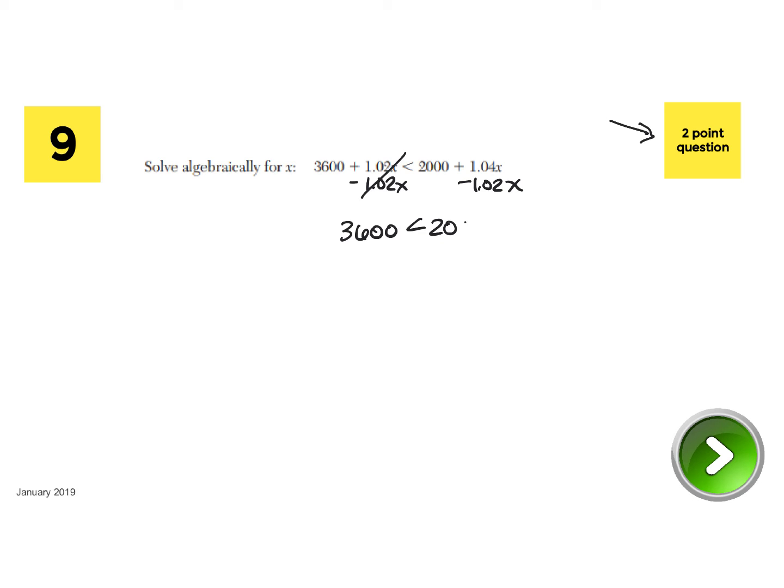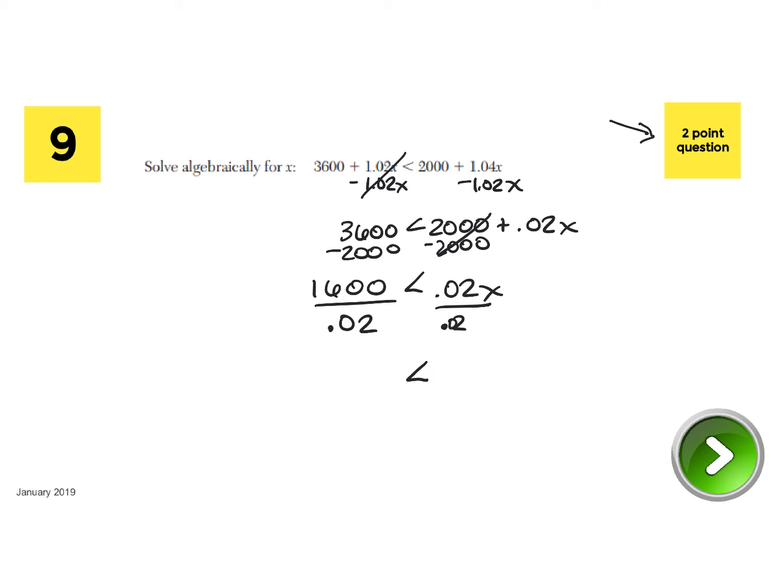Either way will work, but you have your 1.04 minus 1.02, and you end up with 0.02, so plus 0.02x. Now you'll subtract 2,000 from both sides, and you'll end up with 0.02x, and you've got your 3,600 minus 2,000, and you end up with 1,600. You're dividing both sides by a positive number. Whoops, divide by a positive number, so you do not flip this. So you end up with x, and you're dividing by 0.02. So you end up with 80,000.